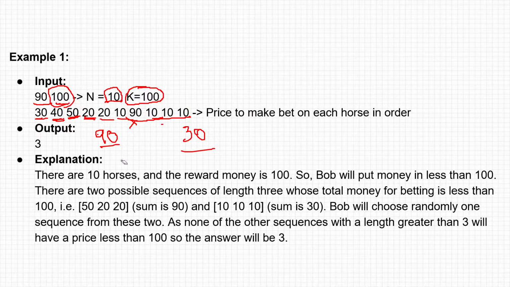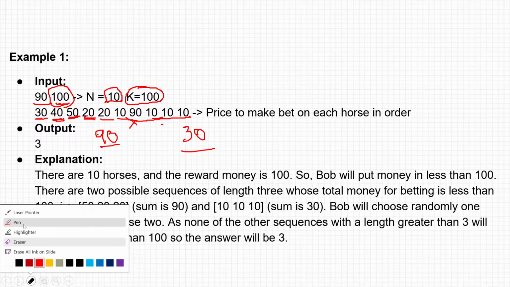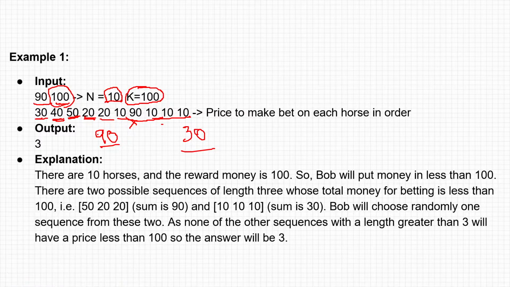So other sequences are not of length 3, less than 100, and also see how many of these sequences are giving him the optimal value. So the sequences that are giving him the proper sequence are 50, 20 and 20. So the answer will be 3.